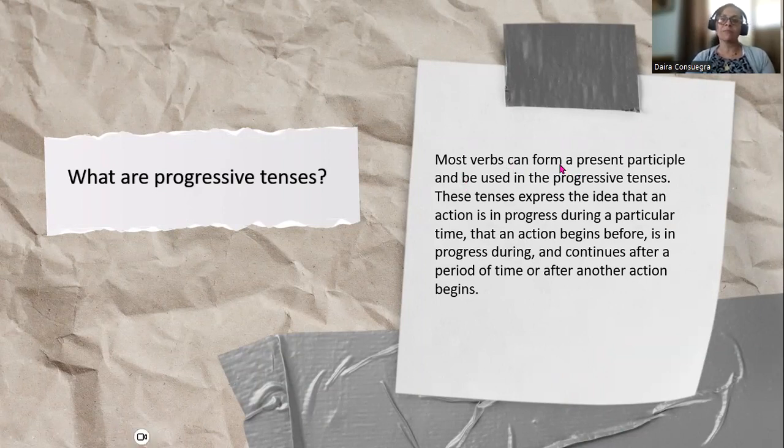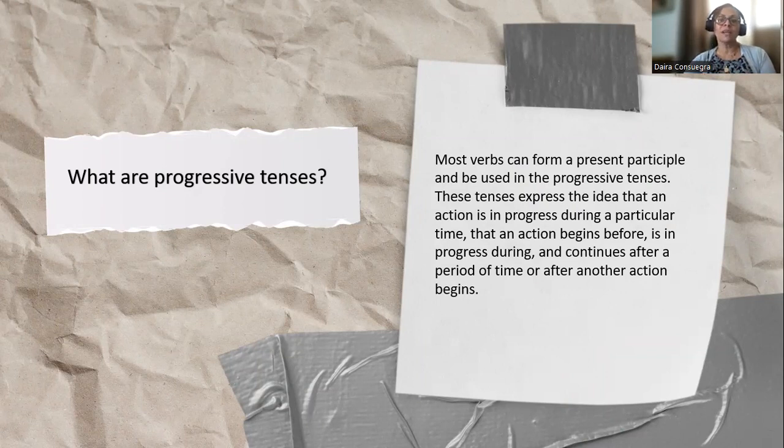Most verbs can form a present participle and be used in the progressive tenses. These tenses express the idea that an action is in progress during a particular time, that an action begins before, is in progress during, and continues after a period of time or after another action begins. That's when we talk about present, past, and future.